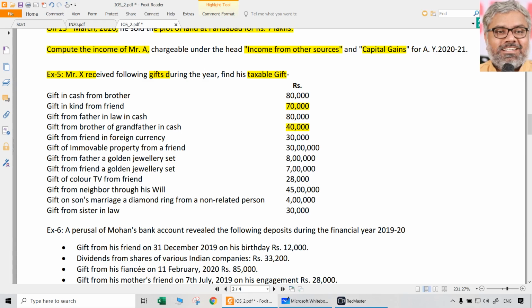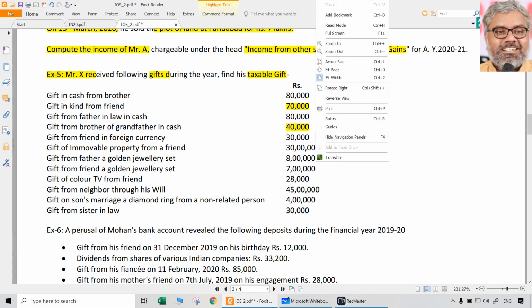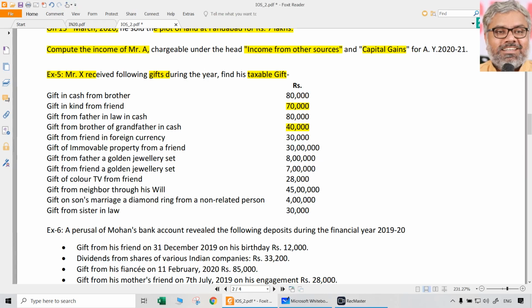Looks like there are so many things. Gift from friend in foreign currency 30,000. Yes, now itself it becomes taxable. Why? Because already the total cash gift exceeded 50,000. 40 plus 30, 70. Already more than 50. Friend, foreign currency, whatever it is, doesn't matter. Taxable. Cash gift, that is. Then gift of immovable property from friend, fully taxable, 30 lakhs rupees.